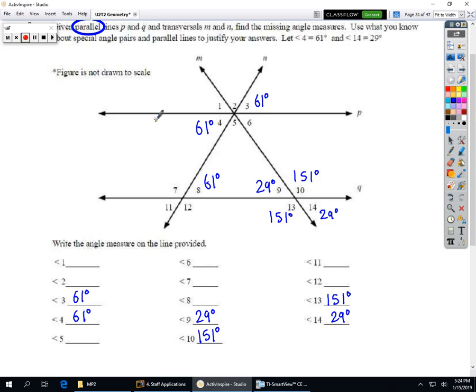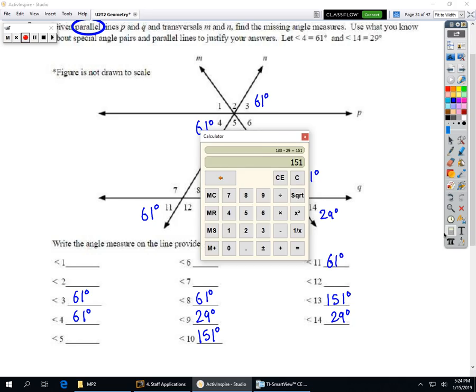Meaning you've got 2 parallel lines, and a line cutting through them, the angles appear on opposite sides. So that's 61 and 61. 4 and 8 are both 61. Well, if that's 61, then that's 61. Love vertical angles. And I need them to add to 180.